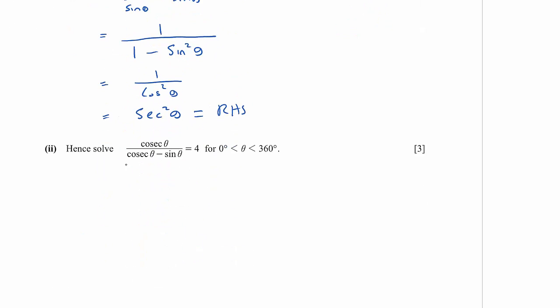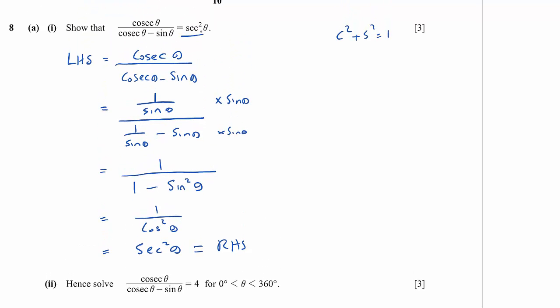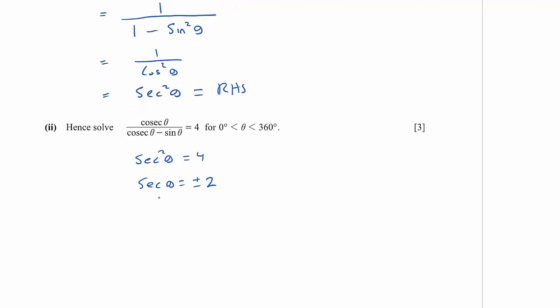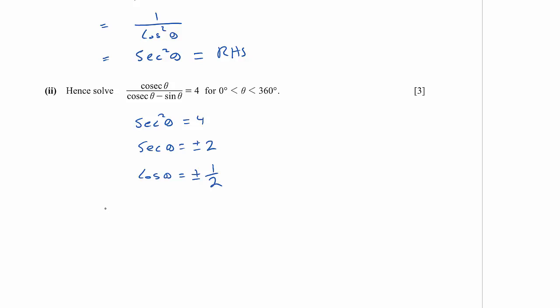Hence, we're asked to solve cosec theta over cosec theta minus sine theta equals 4. Now, note, we have this given to us, so we can go ahead and use it even if we couldn't do the first part of the question. So we've got sec squared theta equals 4, which means sec theta is equal to plus or minus 2. And then remember that sec is 1 over cos, so that must mean cos theta is plus or minus a half. So we've got cos theta equals a half, and we've got cos theta equals negative a half.